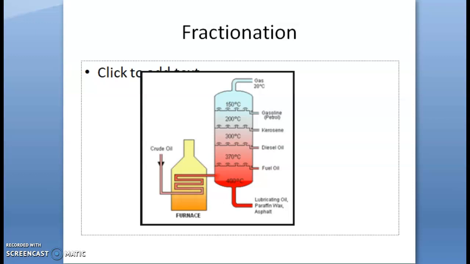Before that, we have gaseous petroleum, which has a very low boiling point, as low as 20 degrees Celsius, which we can remove away. Then we can separate the gasoline, that is the petrol mixture. Then we can separate out kerosene and so on. And at the last, we have the lubricating oils, which have a very high boiling point, around 400 degrees Celsius.